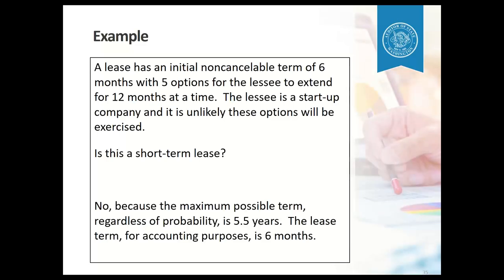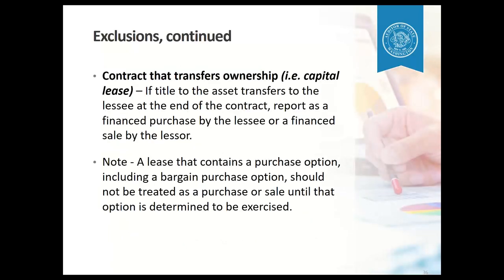No, our maximum possible term here, regardless of whether the lessee will exercise those extensions or not, is 5.5 years. But for accounting purposes, the lease term is only 6 months. So even though it's not a short-term lease, it's possible to have a lease with a term of less than 12 months. That's the point: you look at the form of the contract to determine if something is short-term or long-term. And when you're actually capitalizing and doing the accounting, that's when you've got to start considering the probabilities of what's going to happen.